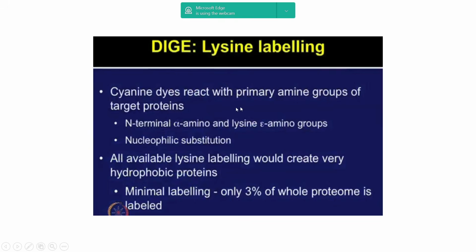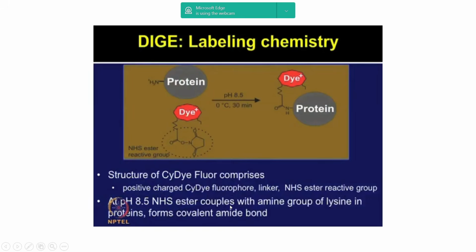And this lysine labeling, the way it interacts is at the end terminal alpha amino group, and it interacts with the lysine epsilon amino groups, and basically this interaction happens with the help of nucleophilic substitution. In terms of minimal labeling, it only labels 3% of the whole proteome. So this is how the interaction takes place. This amino group is from the lysine itself, from the whole protein, and that is something which interacts with the dye, which has an NHS ester reactive group.